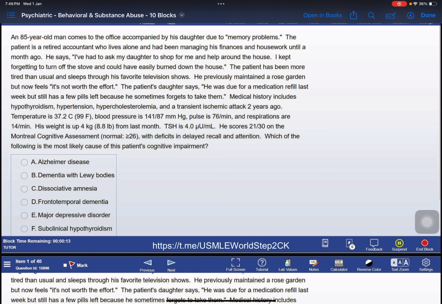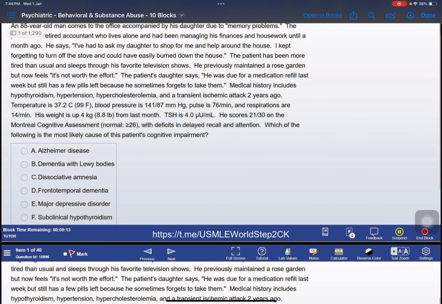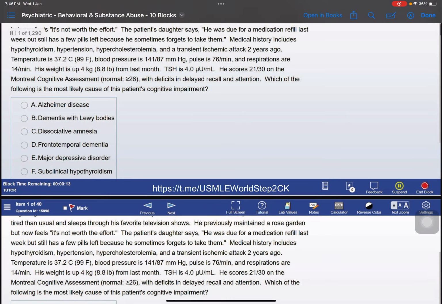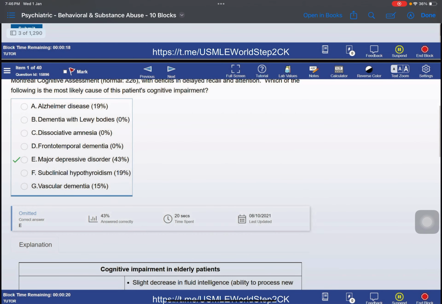It is an 85-year-old with memory problems, short-term memory loss, low MoCA, thyroid is okay, patient has gained some weight, but there's no psychosis. This is mostly dementia. So this probably should be Alzheimer's or major depressive disorder. Let's see. I would say this could be Alzheimer's, but the patient has also gained weight. So this could be depression. You see, this is depression.